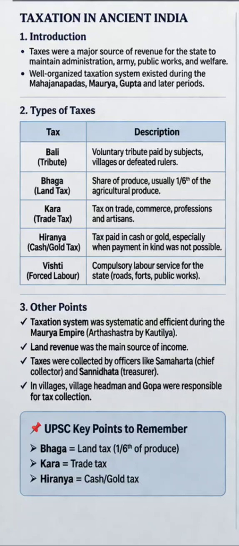The taxation system was systematic and efficient during the Maurya Empire. This line is very important. In the Maurya Empire, the Arthashastra was written by Kautilya. This line is very important. And land revenue was the main source of income in the Maurya period.